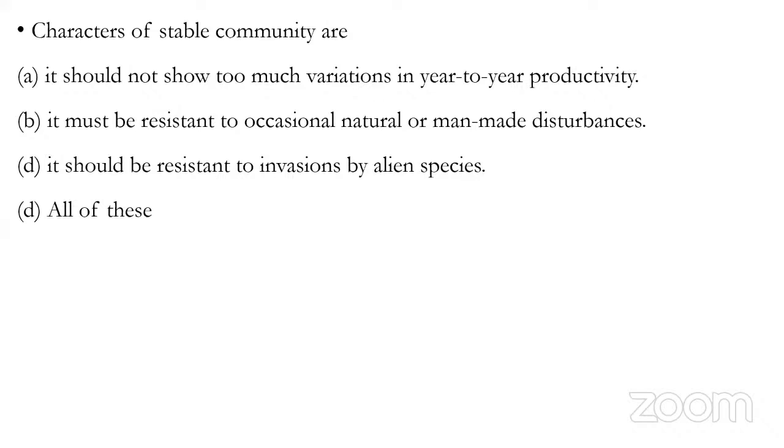Characters of a stable community. We saw this with respect to why should we conserve species or biodiversity. It should not show too much variation from year to year productivity, or in other words, productivity should be stable. Second, it must be resistant to occasional natural or man-made disturbance. This is also correct. Resistant means productivity should not change. It should be resistant to invasion by alien species. That is also correct. So, the character of a stable community: it should be having constant productivity from year to year, and it should be resistant to occasional man-made or natural disturbance. It should be resistant to alien species invasion.